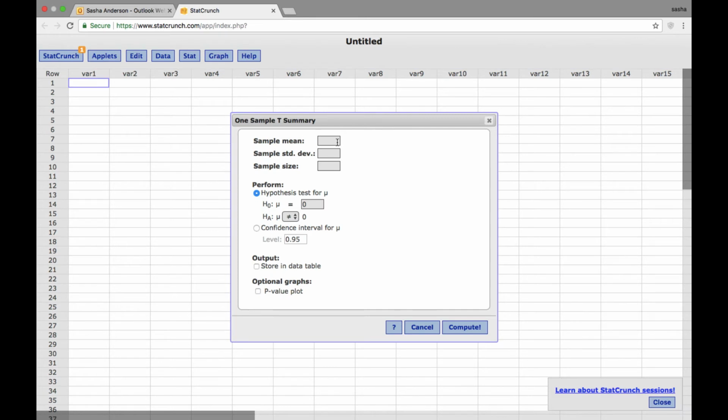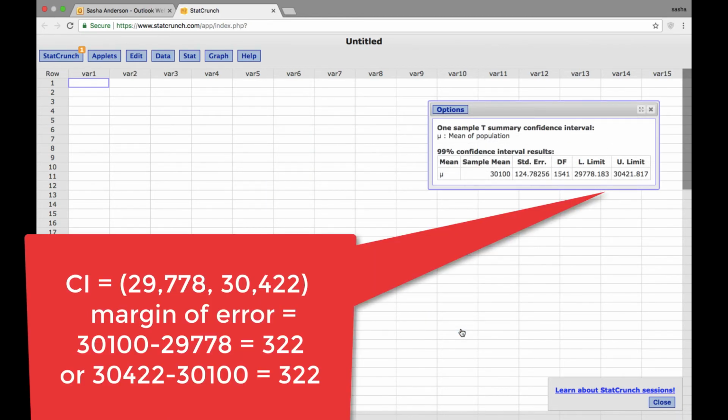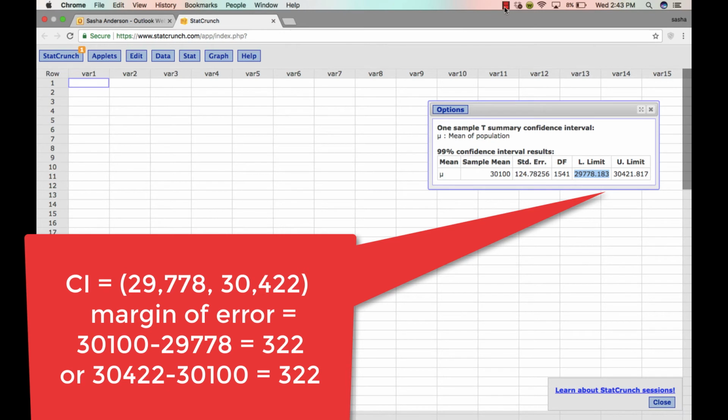So here we go to T-stats, one sample, summary, and I'm going to plug in my sample mean, my standard deviation, and my sample size, and then click on confidence interval. I need to change the confidence level to 0.99 instead of 0.95, and let's see what we get. We are 99% confident the true average debt is between $29,778 and $30,422. That makes a margin of error of $322.